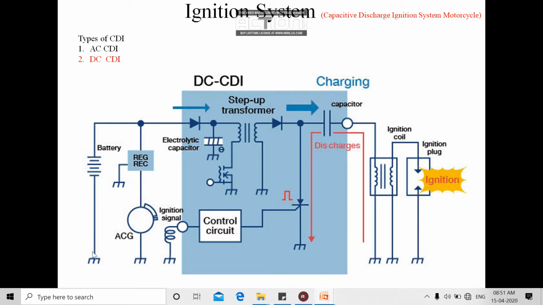So now we will see the construction. Here the battery is connected and here the AC generator is connected, but the battery current is already a DC supply, so there is no rectifier connected in series with the battery. But in the case of the ACG, the AC generator, you will find a rectifier and regulator unit connected in series. The rectifier is used to convert the AC current developed by your generator into DC, and the regulator is used to regulate the voltage, because the RPM of the AC generator fluctuates. Sometimes it develops high voltage, sometimes low voltage.